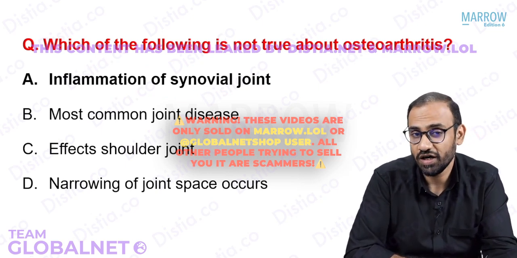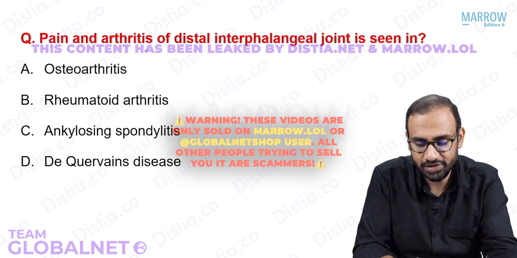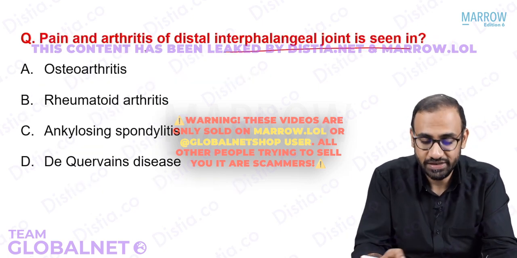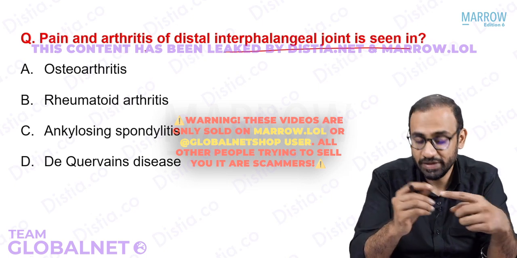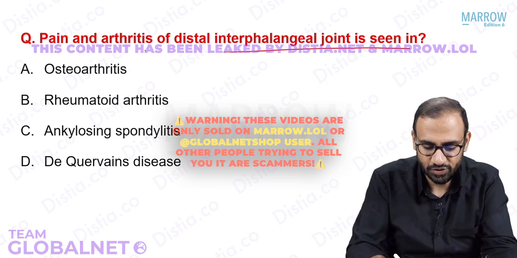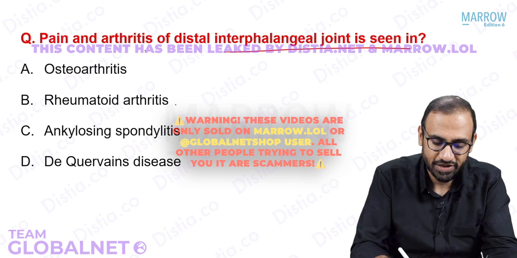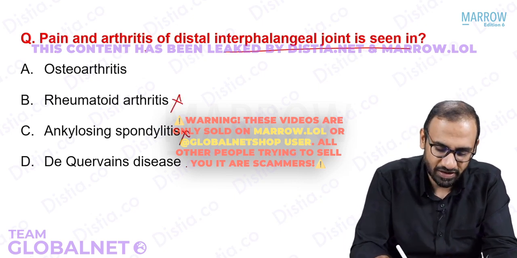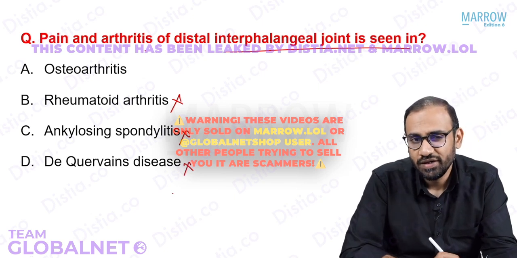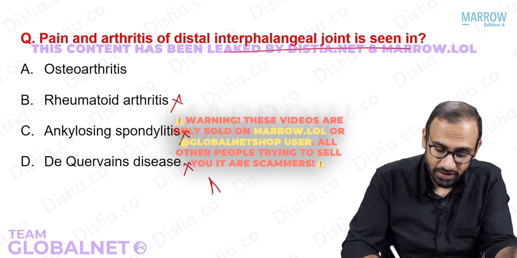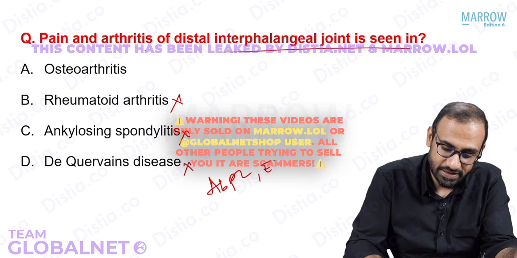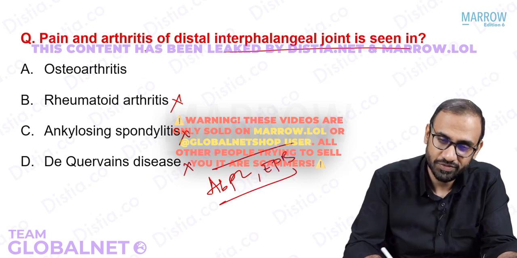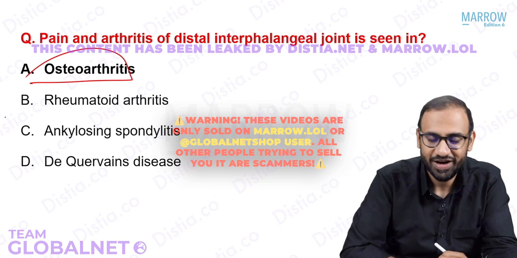It's a degeneration of the cartilage. It's not inflammatory. Pain and arthritis of the distal interphalangeal joint is seen in: DIP involvement is seen in osteoarthritis, rheumatoid arthritis, ankylosing spondylitis, de Quervain's disease. You know that it is not rheumatoid arthritis. Ankylosing spondylitis is mostly axial more than peripheral. De Quervain's disease is tenosynovitis of abductor pollicis longus and extensor pollicis brevis. Answer here is osteoarthritis. Okay?